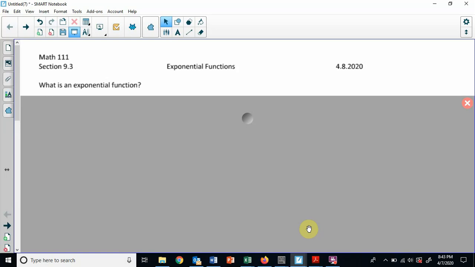Hey everybody. So today we're doing section 9.3, moving right along. I told you this whole chapter was about functions and inverse functions. And in particular, we were going to eventually get to two special functions. We're going to get to the first one today. It's called an exponential function. It's one we haven't studied yet.